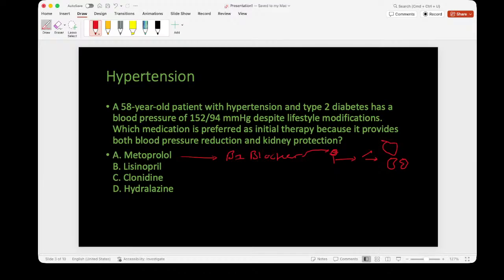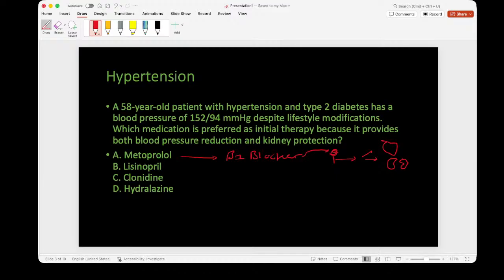So, in this question, it is referring to kidney protection and blood pressure reduction. But you don't see much of that when it comes to metoprolol. And metoprolol comes in two different forms. They come as metoprolol succinate and metoprolol tartrate. And metoprolol tartrate is typically used more for blood pressure reduction than metoprolol succinate.